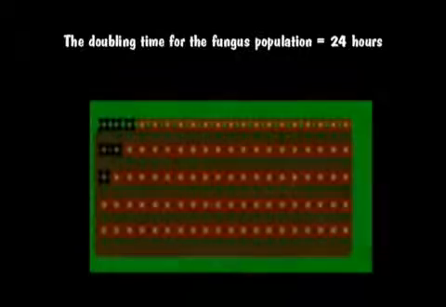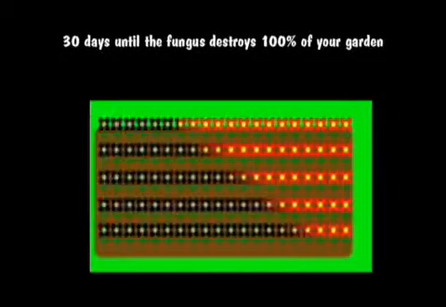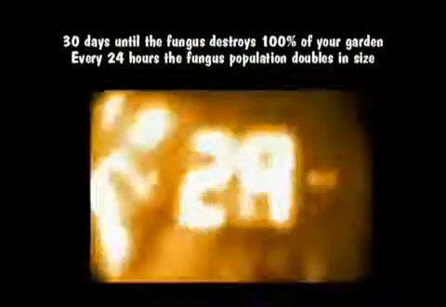To give an example, let's say that you have a beautiful flower garden that suddenly becomes affected by a new type of fungus. The doubling time for the said fungus is 24 hours. So with every day the fungus population would double in size, thus rapidly killing your flowers. And let's say that considering the size of your garden, it will take 30 days for the fungus to completely destroy it. Your ability to save your garden depends heavily on how fast you notice the problem.